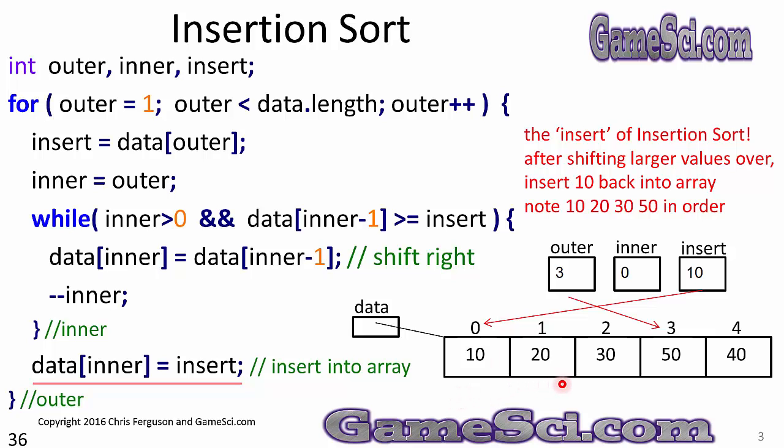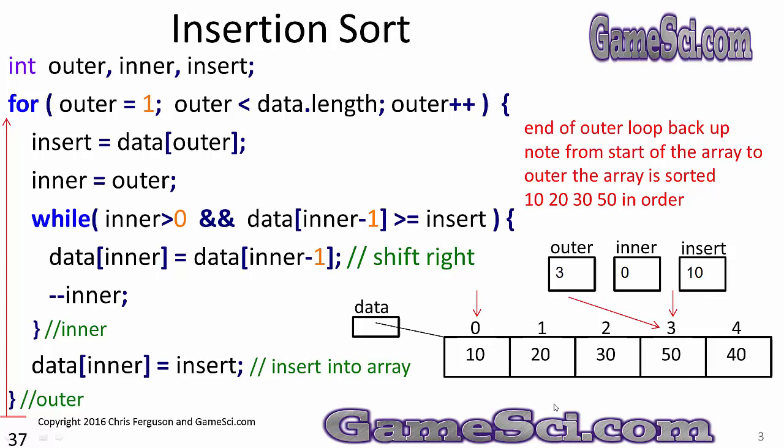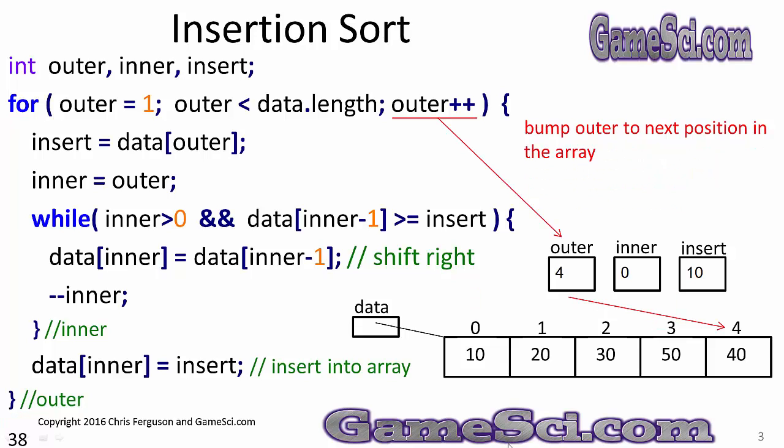Note that the 10, the 20, the 30, and the 50 are in order. We've gone through that inner loop 3 times, and these 3 numbers are in position. So let's hit the end of the outer loop and back up. Note, from the start of the array to outer, the array is sorted. The 10, 20, 30, and 50 are in order. Let's go back up. Outer plus plus will move outer to position 4. This is the new outer position right here.